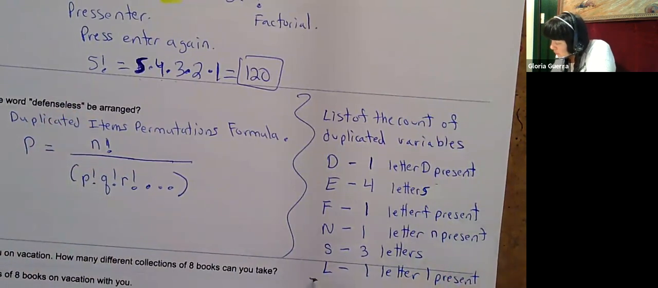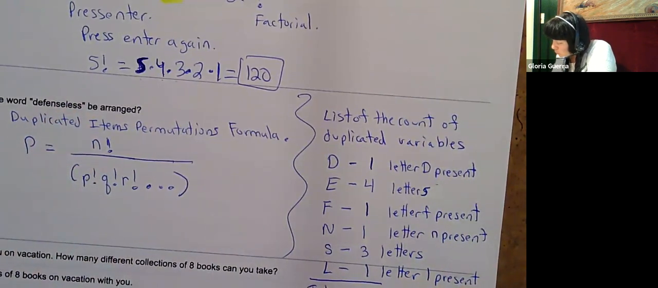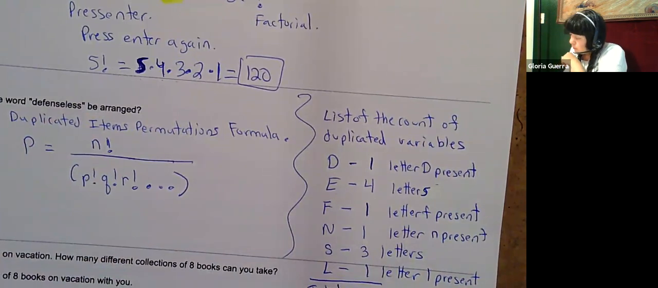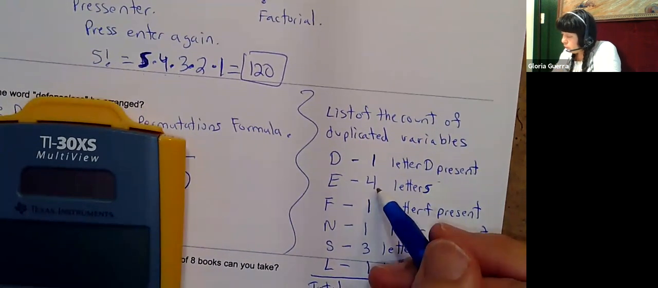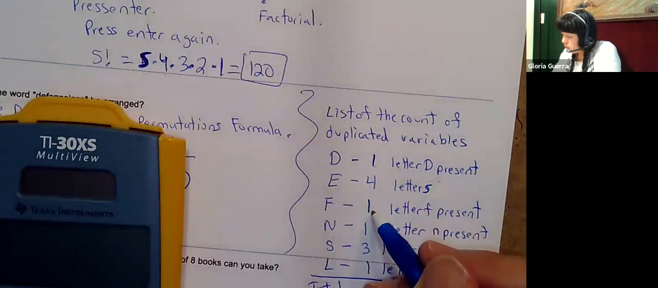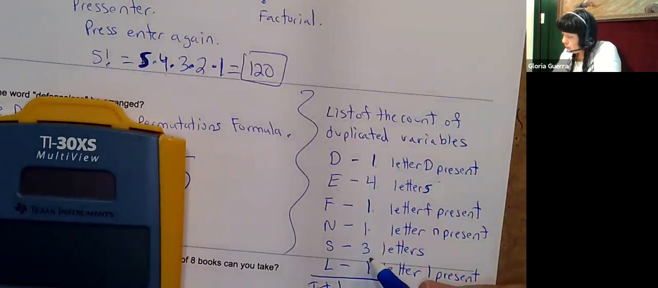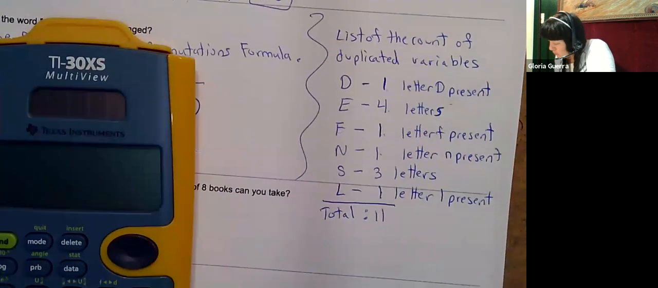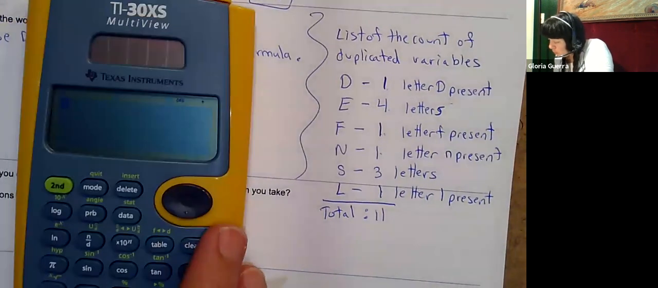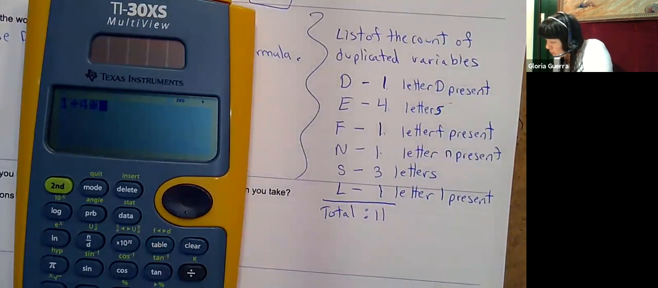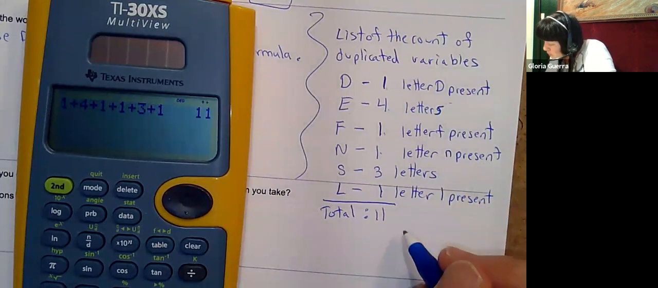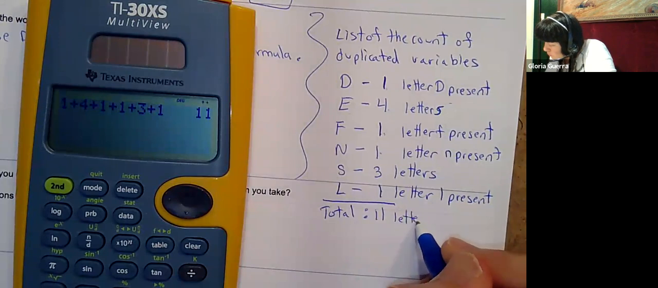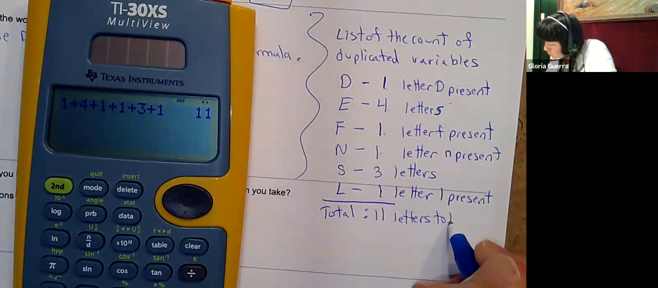Okay, so then what's your total? So if I have my total, I have 4, 5, 6, 7, 8, 9, 10, 11. I have a total of 11. And you can always just double check on your calculator. 1 plus 4 plus 1 plus 1 plus 3 plus 1, 11 letters total.